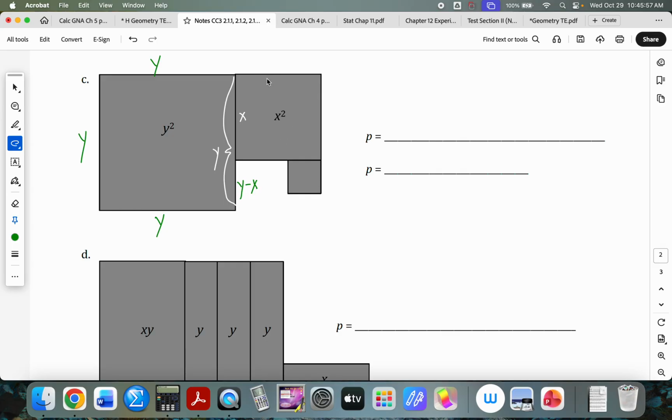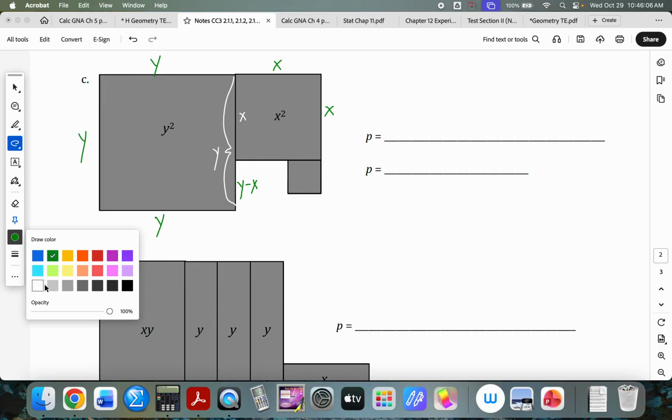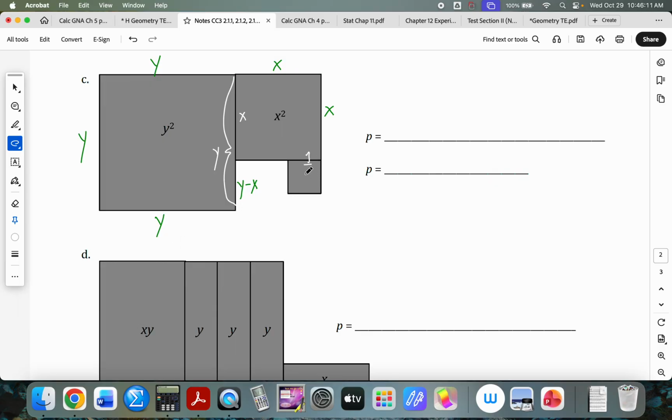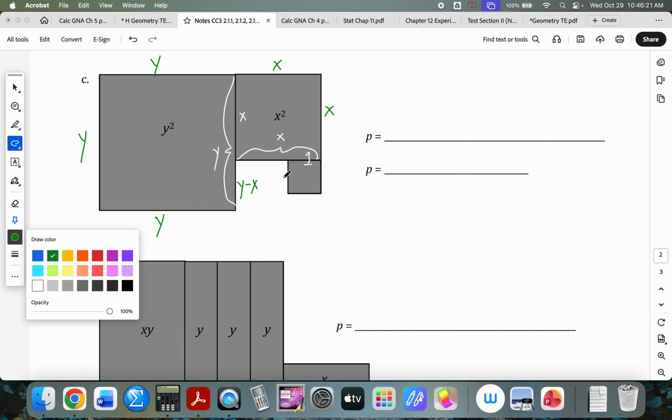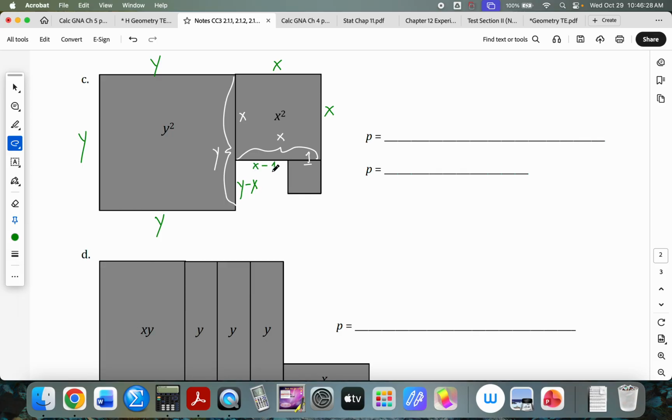Same thing is true when we're finding the sides of this. This side is going to be x. This side is going to be x. We know that this is 1. And we know that this whole thing is x. So what does that leave for this piece right here? X minus 1. And then each of these is 1.